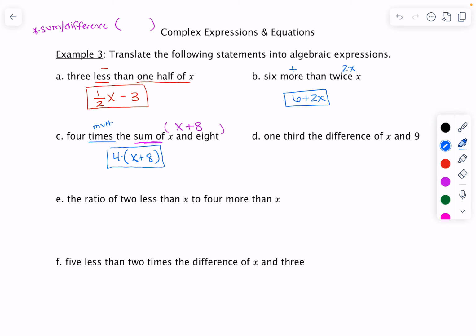D is very similar. I've got 1/3 the difference of x and 9. So just like I said that sum of is multiplication, the difference of is also multiplication, and we use those parentheses. So I've got this x plus 9, and this 1/3, the difference is saying I've got 1/3 times x plus 9.